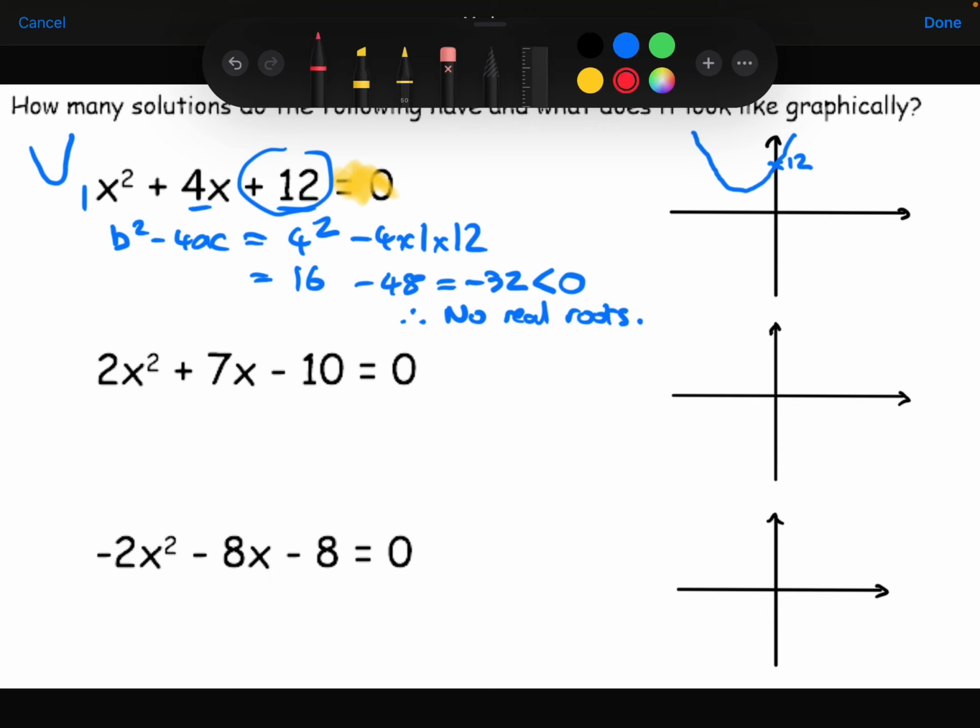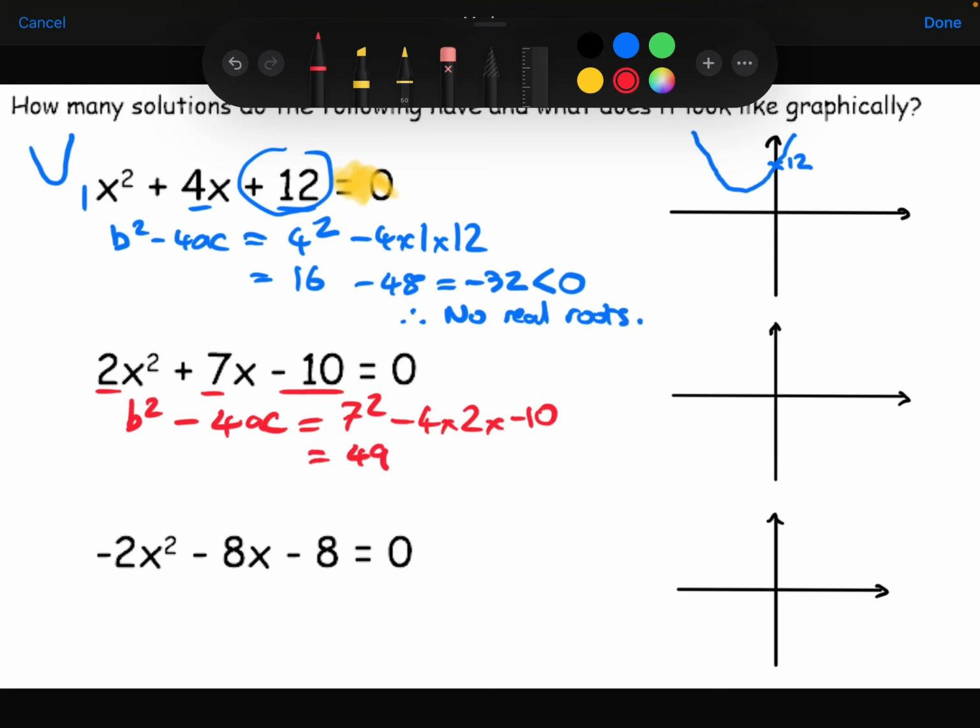Next, we've got 2x squared plus 7x minus 10. Again, let's calculate the b squared minus 4ac. So the b is 7. So 7 squared minus 4 times the a is 2. And the c is minus 10. Don't forget that minus 10.